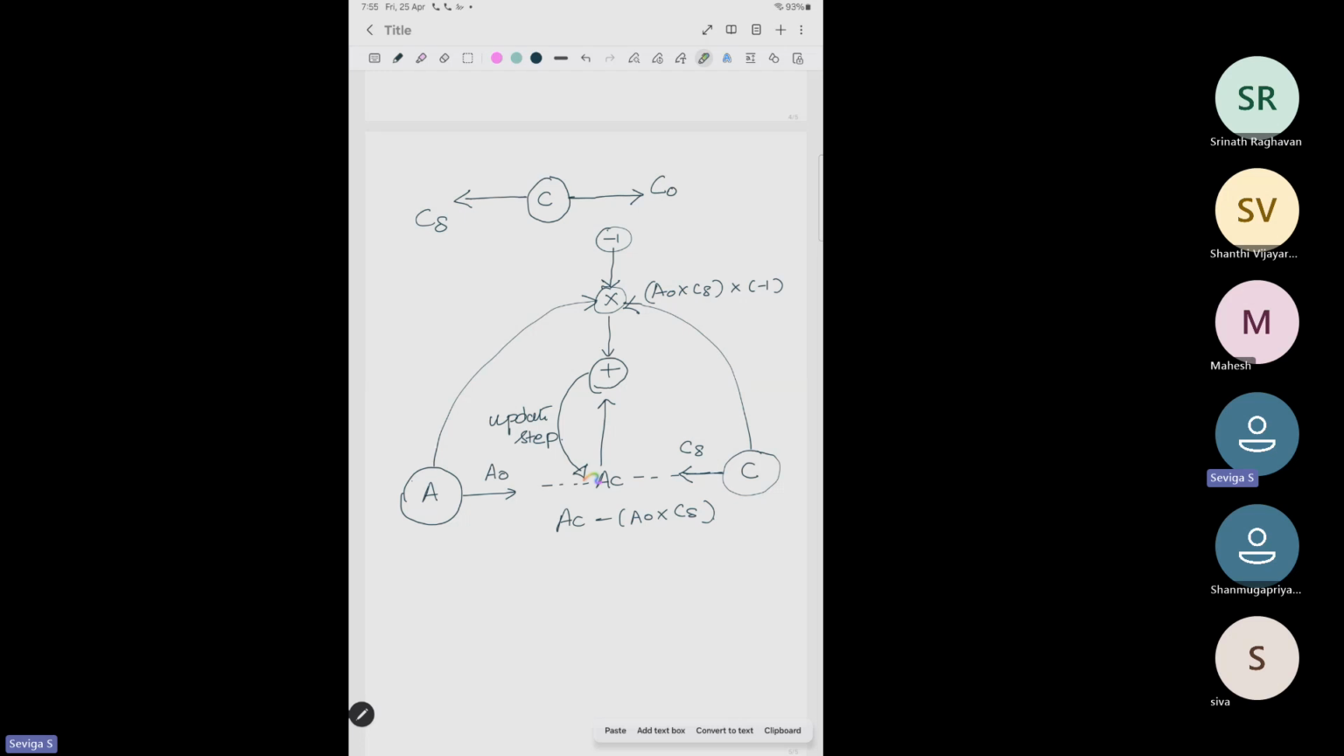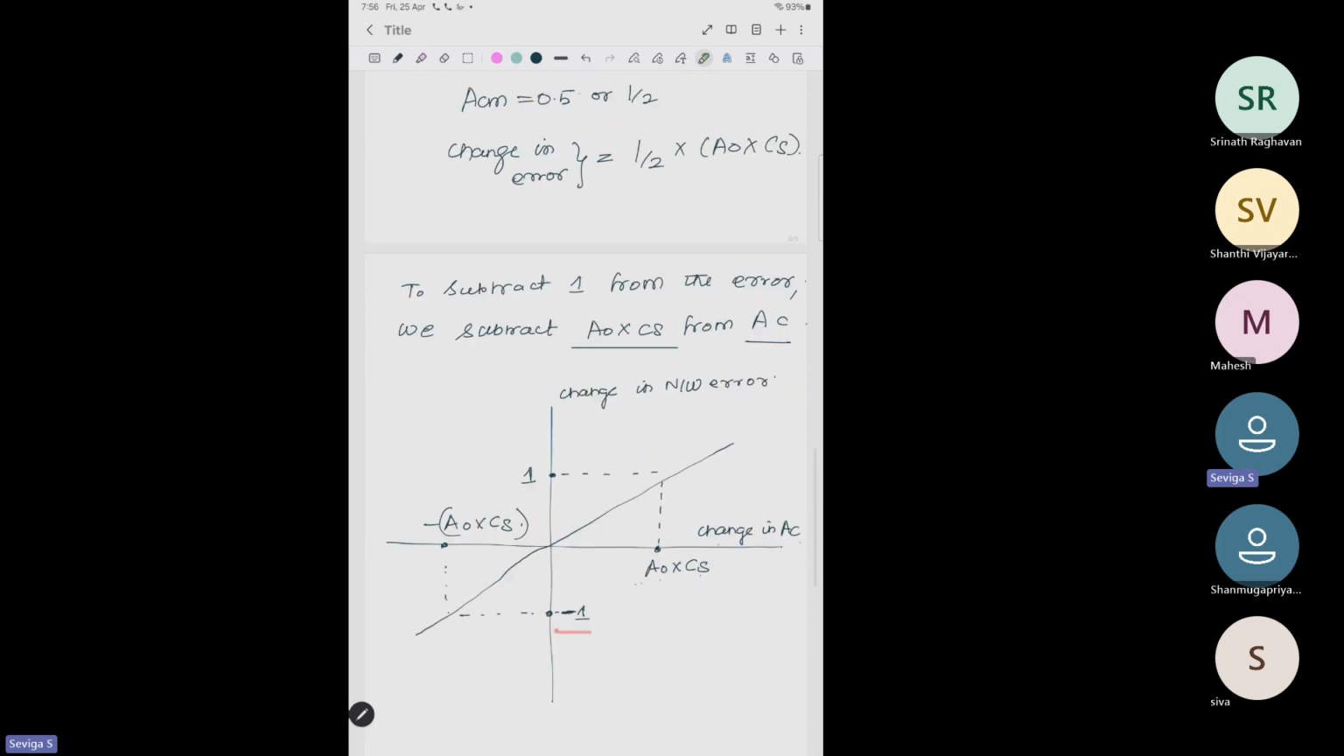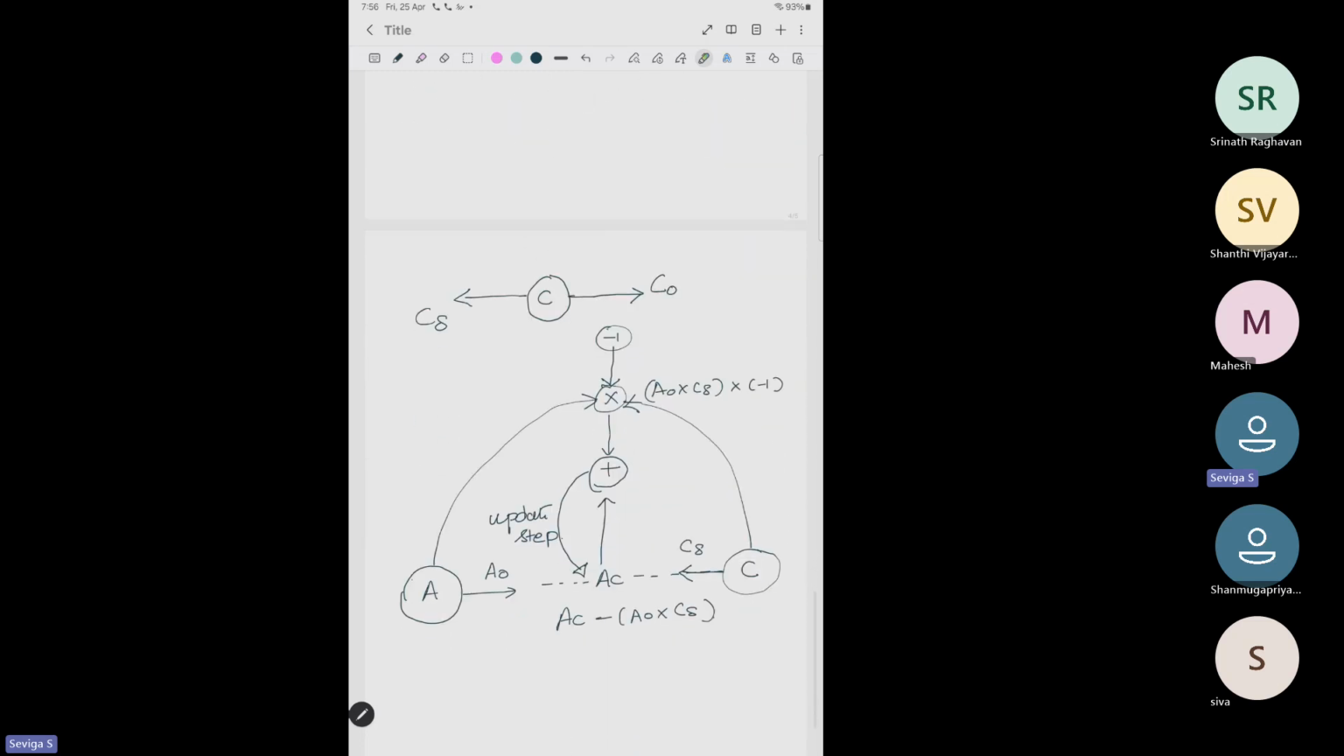So if you want to decrease the error by 1, then what we need to do is subtract the outcome coming from this one multiplied by C delta from the current existing weight. So we need to multiply both the things. This is what we learned. So I need to reduce the weight by error by 1. So I have to subtract from the existing weight A naught into C delta. A naught is coming from here, C delta is coming from here.